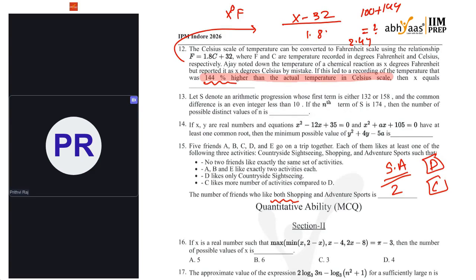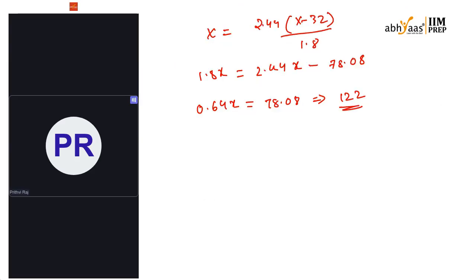Okay, next. Let S denote an arithmetic progression whose first term is either 132 or 158, and the common difference is an even integer less than 10. Listen here, even integer less than 10. If the nth term of S is 174, then the number of possible distinct values of n. Number of distinct values of n has been asked, so be careful. We are not calculating the value of n, but how many values of n are possible.